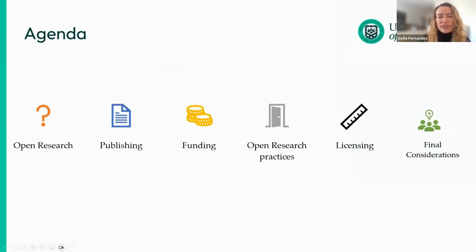So I will start my presentation by talking about open research, including research data management and open data. Then I will focus on open access publishing options, including licensing, predatory publishers, rights retention, funding options, and open research practice. We leave some considerations to wrap up.